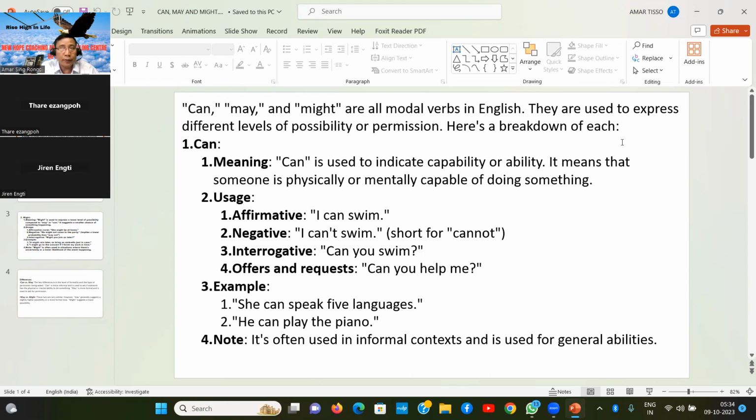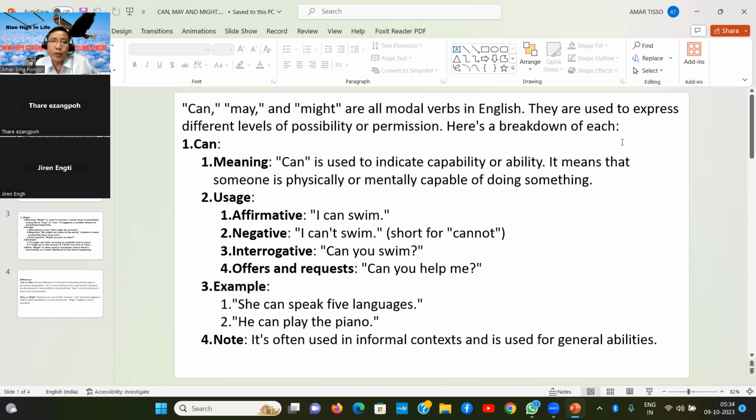Modal verbs are auxiliary verbs that indicate possibility. Okay, can, may, and might. Sometimes people get confused with these three modal verbs, so let's talk about this. They're used to express different levels of possibility or permission. Remember, these three auxiliary verbs are used for different levels of possibility or permission. Here's a breakdown.